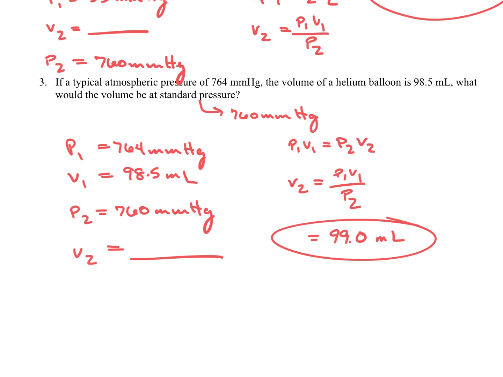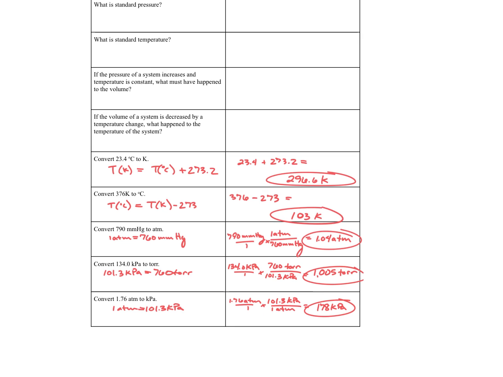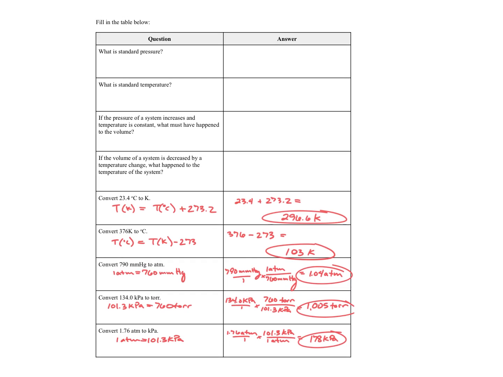We should answer this question the same way as we did before. We should ask if it's reasonable. The pressure goes down, which would mean the volume should go up. So it does go from 98.5 up to 99. And it's true that this is a small change in pressure, so this is a relatively small change in volume. The next page has some definitions and some recall items, so you can solve those questions on your own.